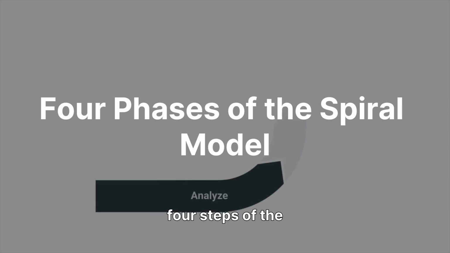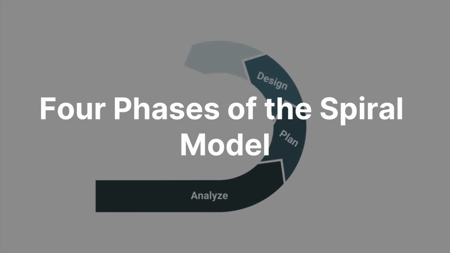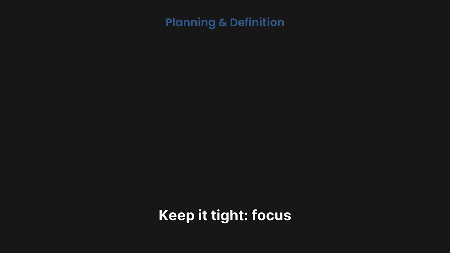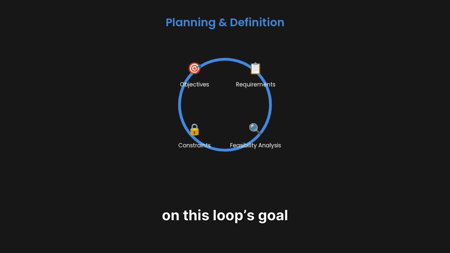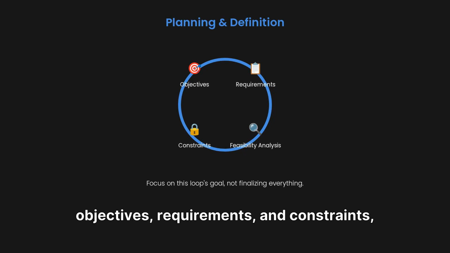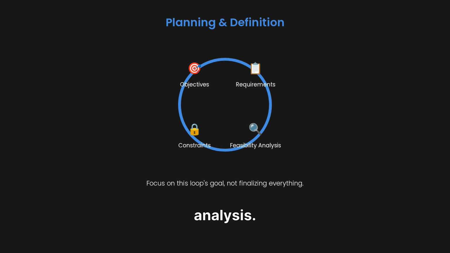Let's walk through the 4 steps of the spiral model, which Barry Boehm introduced in 1986. First, planning and definition. Clarify the objective of this cycle and the constraints. Keep it tight. Focus on this loop's goal rather than finalizing everything. This phase involves defining objectives, requirements, and constraints, along with a feasibility analysis.